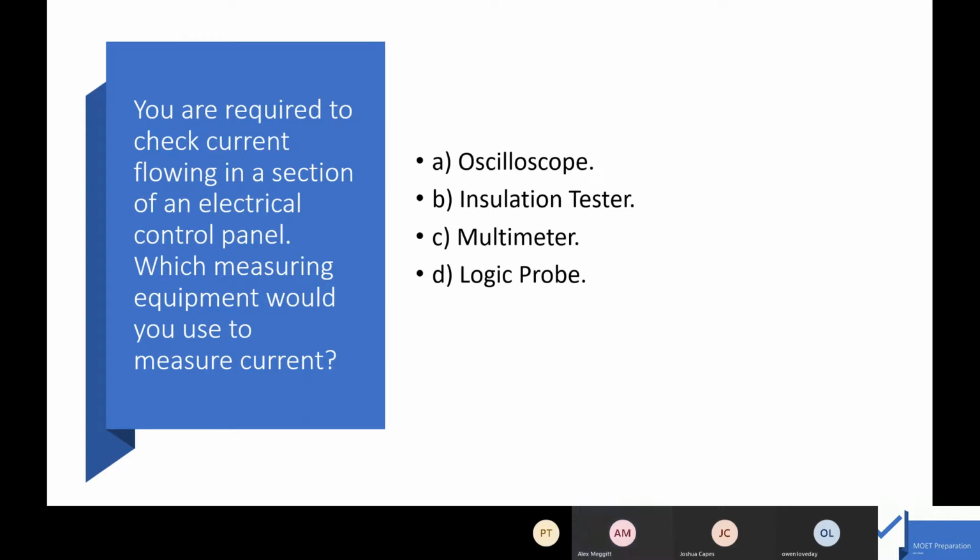Yeah, but what else can we do on a multimeter? Voltage. Yeah. Resistance. Yeah. And all that jazz. Let's have a little look at a multimeter then, just for a second.